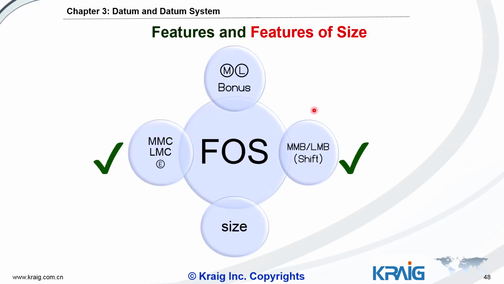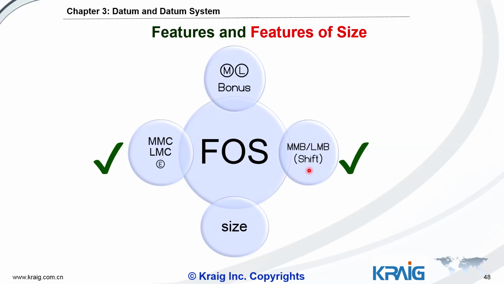Again, this is a kind of summary for the datum shift. So far we have explained that for the feature of size, usually we can apply it to the size. In that case, we call this rule number 1, or in ISO GPS we call this envelope requirement. And we can apply maximum material condition MMC to the tolerance feature. In that case, we call this bonus, right? And we can also apply the MMC modifier to the datum. In that case, we call this datum shift.